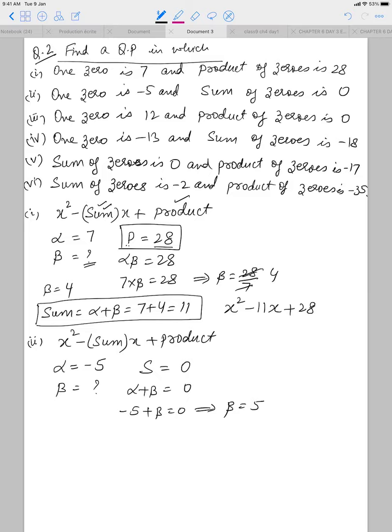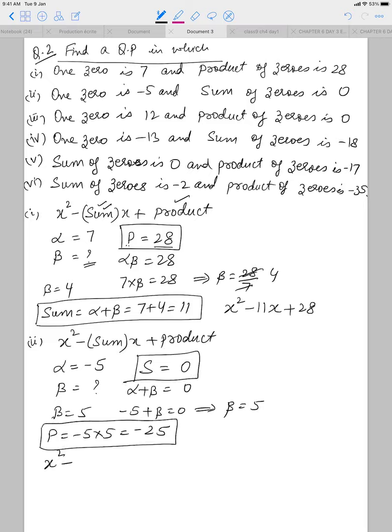So now you have both the zeros with you, alpha is minus 5 and beta is 5. So what is the product of the zeros? Minus 5 into 5, that is minus 25. And hence the polynomial formed is x square minus sum, which was already given, plus the product we have found. So 0 into x minus 25. So this implies x square minus 25 is the quadratic polynomial formed.